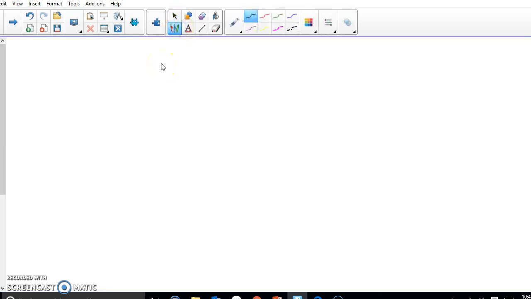Today we're going to look at nth roots and real exponents. I have 3 examples to do. So for the first one, we're going to find the nth root.